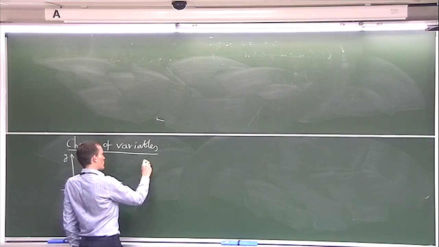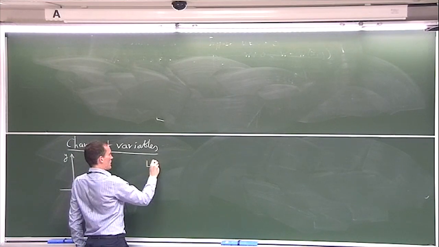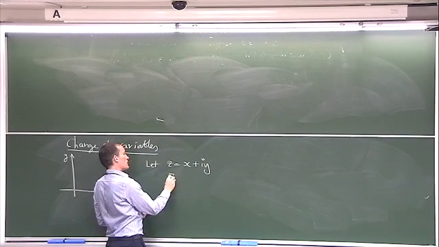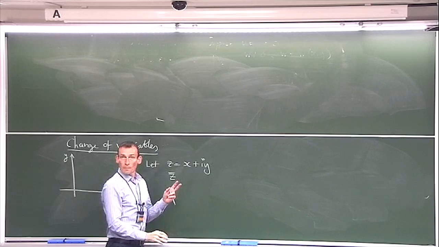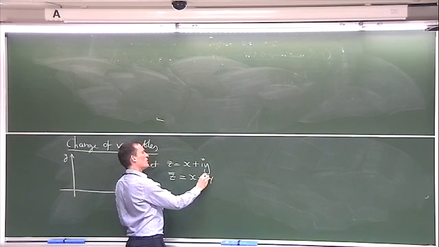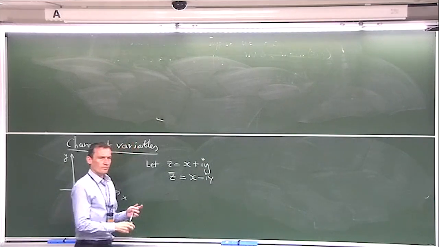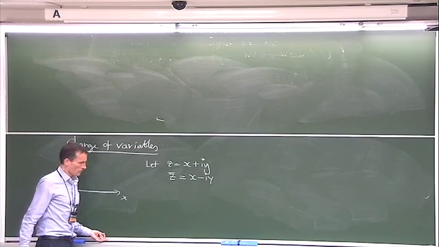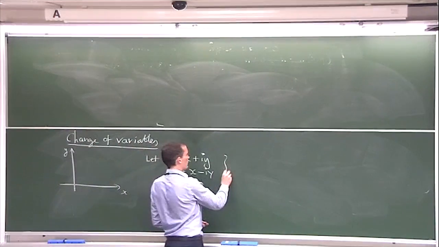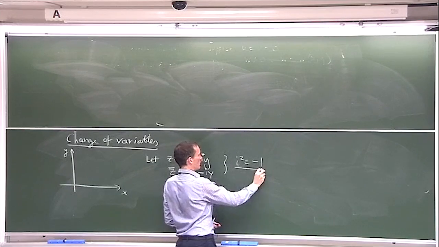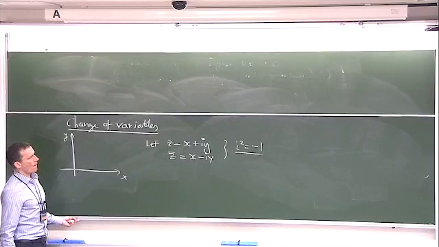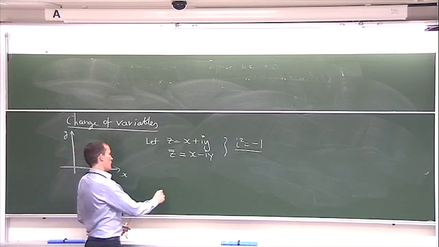then change of variables, let's let Z be X plus iY, and look at this. I'm going to define Z bar to be this very curious object, which is X minus iY, where i is the square root of minus 1. You've all seen this before. Okay. This is a change of variables.